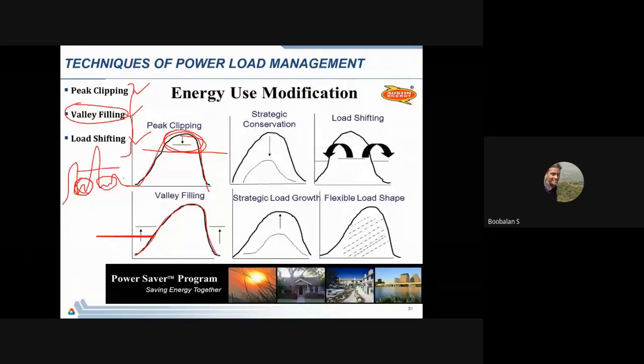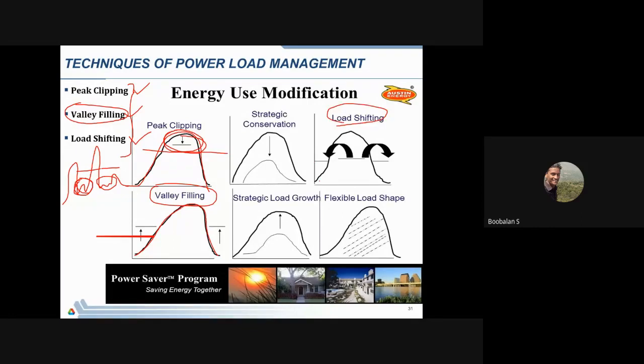So actually we'll see later, like valley filling. And the last one, load shifting. It's a famous technique. Load shifting means that during peak demand, the load is shifted to a time period before or after the peak. We'll see one by one what each is exactly.